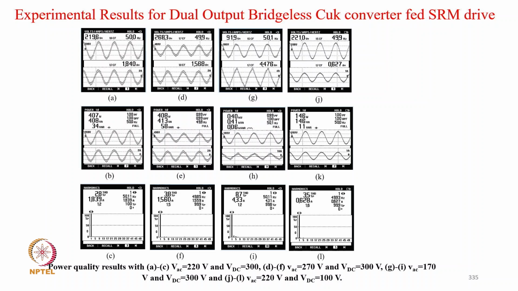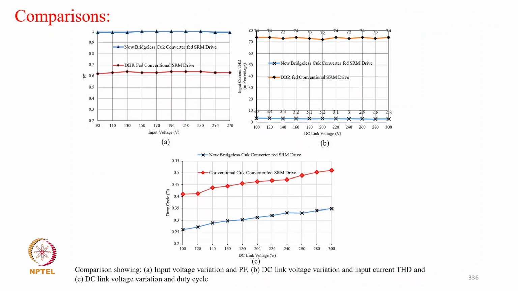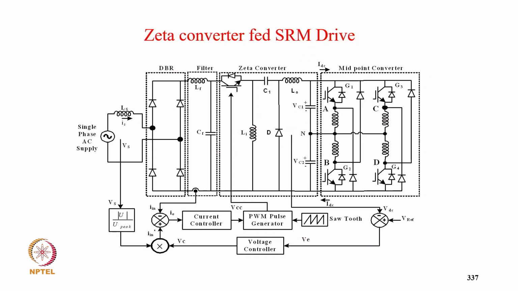So you can see THD remains less than 10% mostly, except at a very light load, which is 8.7, otherwise, but power factor remains almost close to unity in most of the cases. And then of course you can see how in the new bridgeless, without bridge, the THD and power factor improved and THD also reduced, and then the duty cycle varies.